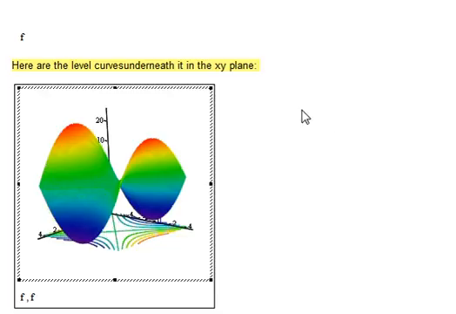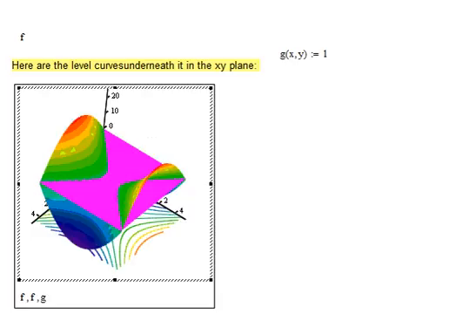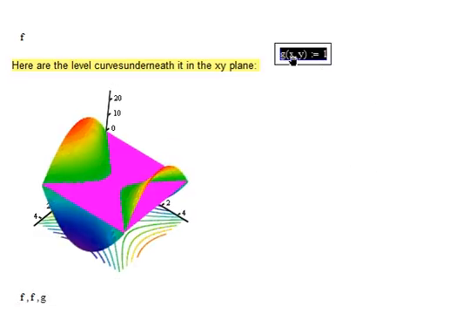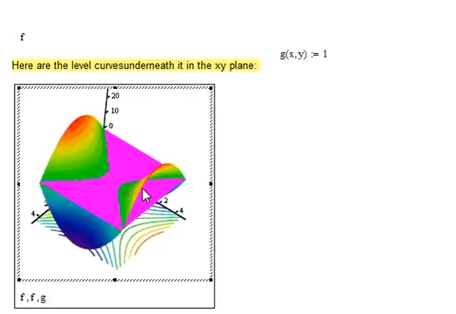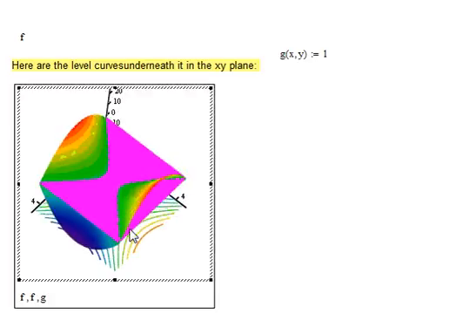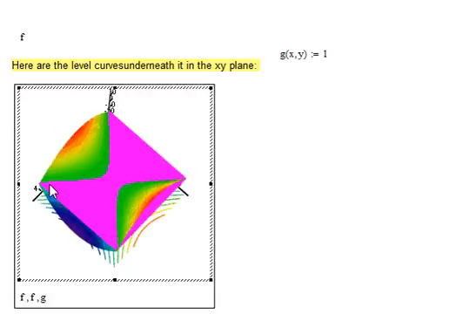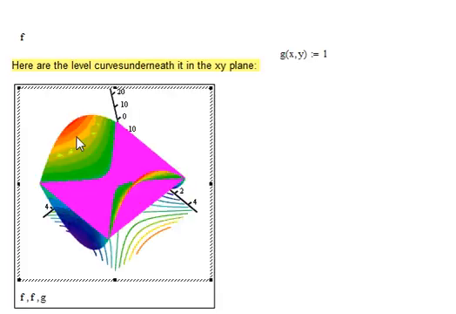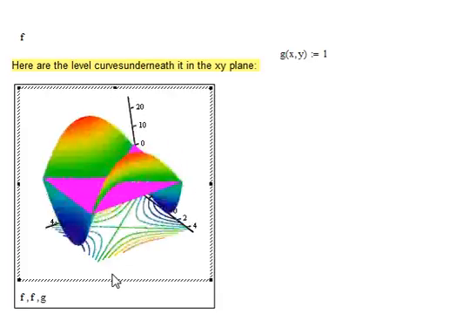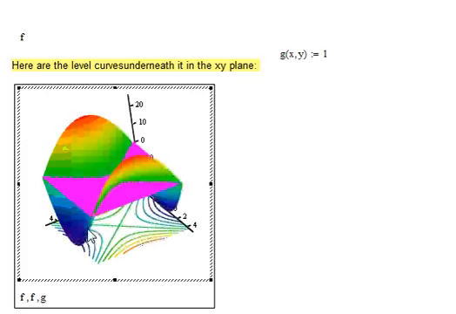Maybe you don't even have to imagine it. I'll do one. So alright, I took the time and trouble to put in g of xy equals 1, and if I do that, you can see quite clearly this hyperbola, which is reflected down here in the xy plane.